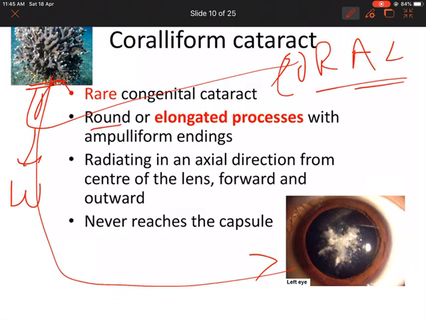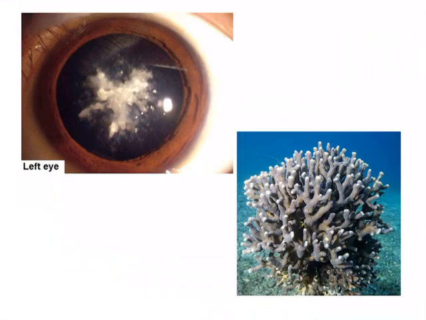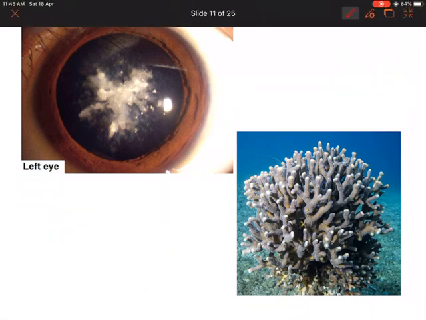It is a round or elongated process with ampliform endings. So you have round or elongated process with endings being ampliform or dilated. It is radiating from the axial direction. From the center of the lens it is radiating, and it goes forward and outward, but it never reaches the capsule. So this is called the coralliform. Very easy to identify. It exactly looks like your coral. Similar picture you have, coralliform cataract.